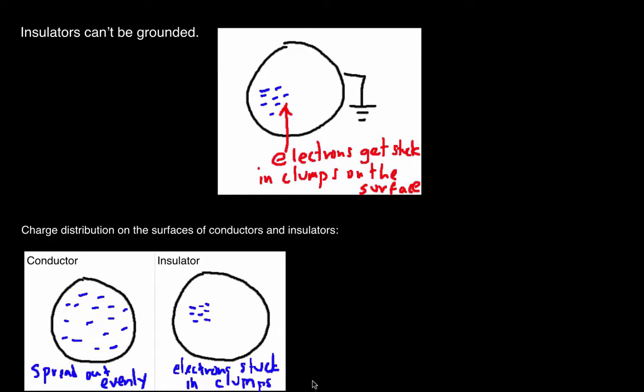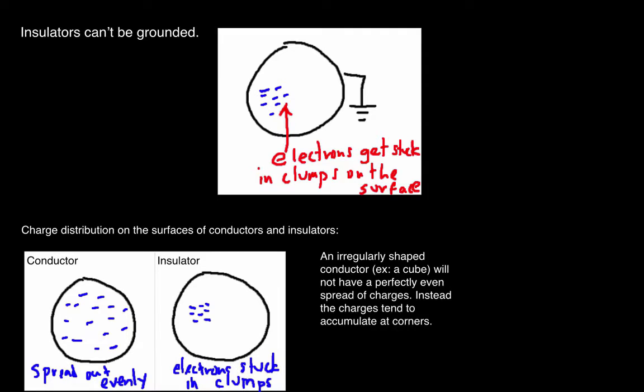And again, this is because an insulator isn't able to allow the electrons to spread out or move freely through it. An irregularly shaped conductor, for example a cube or any other shape that's not a sphere, will not have a perfectly even spread of charge as I drew in the diagram. Instead, the charges will tend to accumulate at the corners.